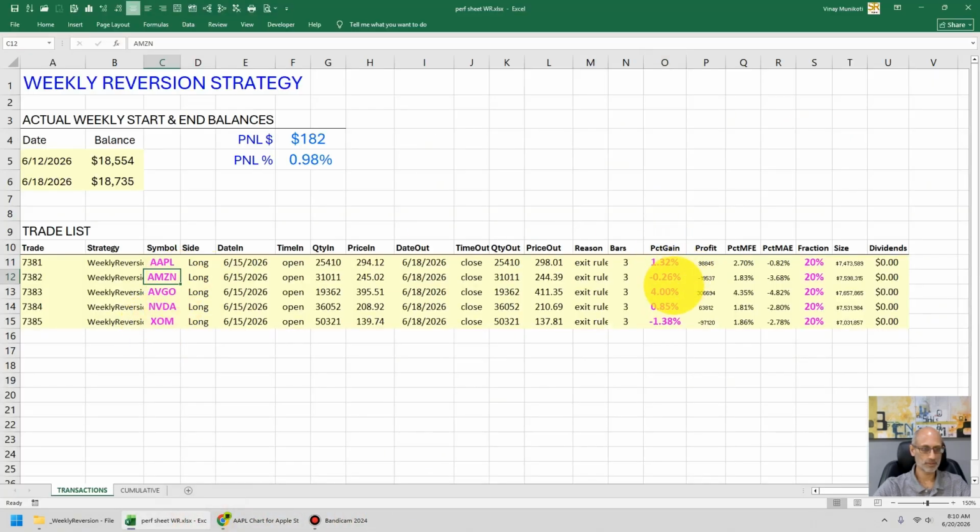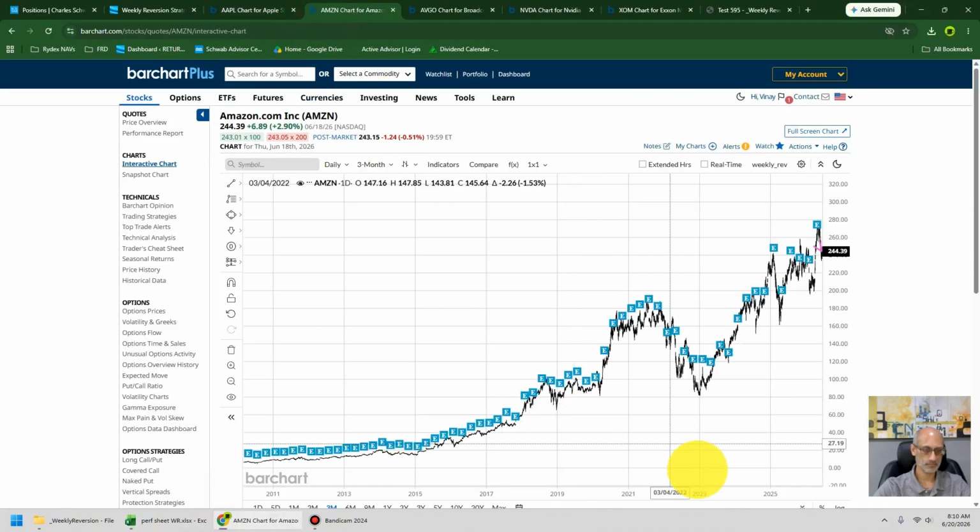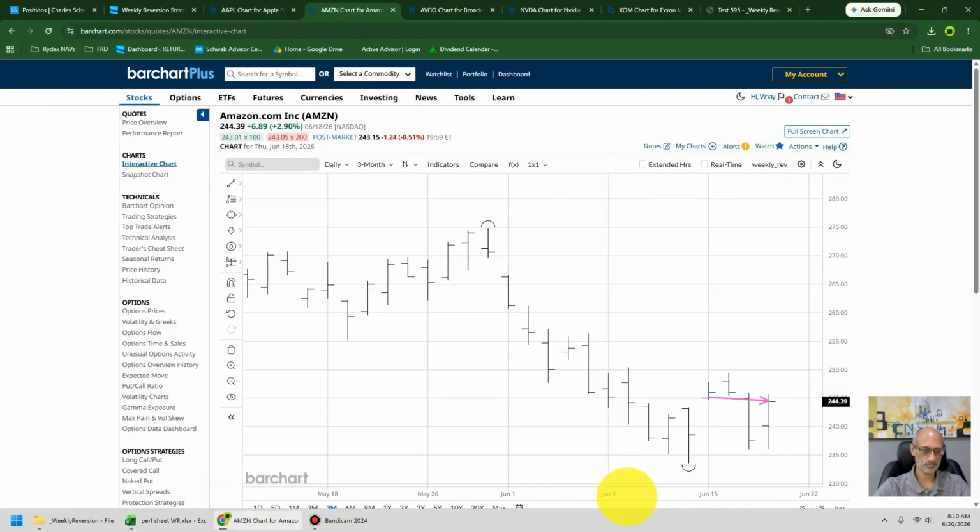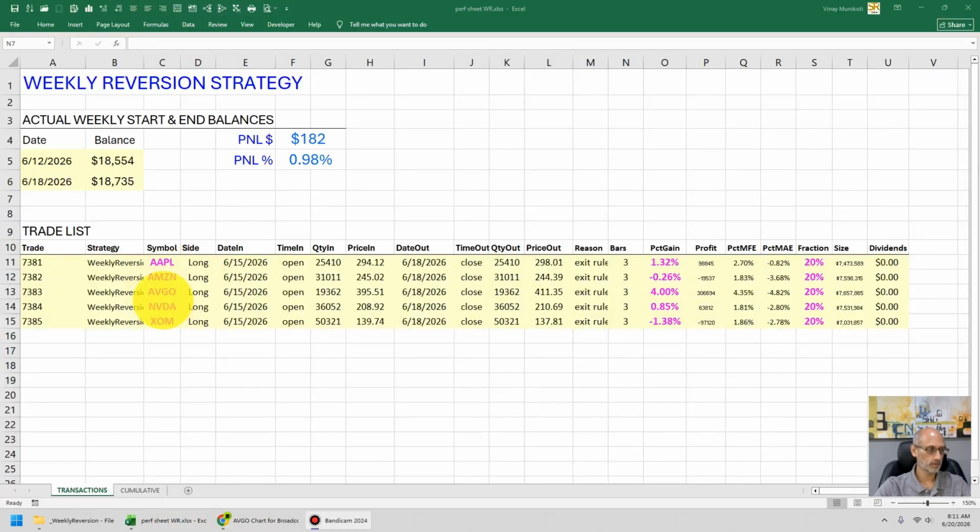Next one was Amazon, down 0.26%. Entered here and exited here for a slight loss. Next one is Broadcom AVGO. That one was up 4%. That's the best trade of the week.